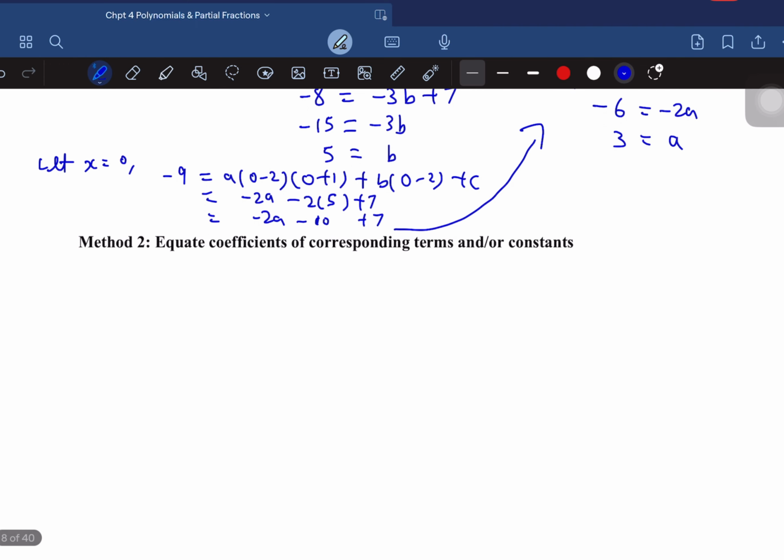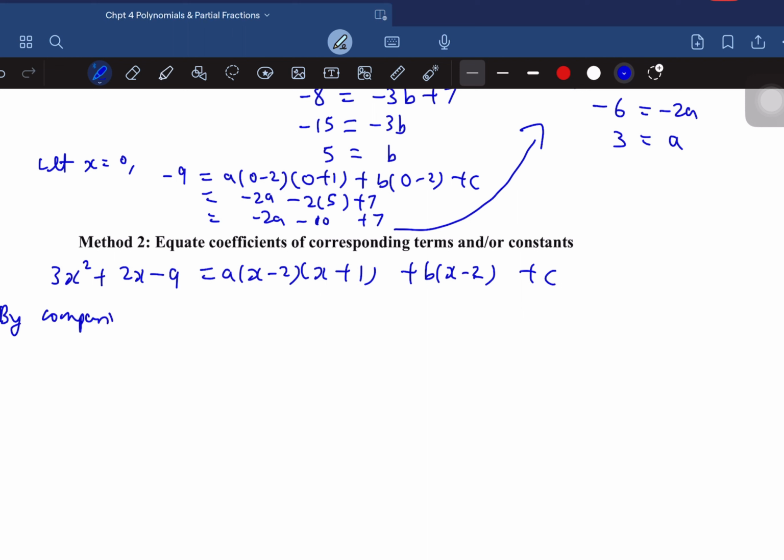So copy the question. 3x squared plus 2x minus 9 equals a bracket x minus 2, x plus 1, plus b bracket x minus 2, plus c. So by comparing coefficient of x square. Why I compare x square? Because I use the degree of the polynomial on the left side to guide us. So x square on the left side. On the right side, we only have one term to give us x square, which is this. So it'll be 3 equals to a.